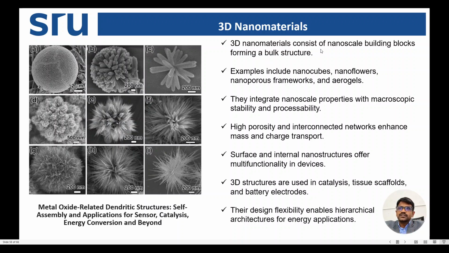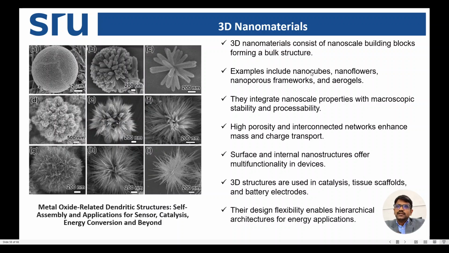3D nanomaterials consist of nanoscale building blocks forming a bulk structure. What does it mean? If you take 0D, 1D, 2D, but 3D is a very significant difference. It looks like a bulk shape, but it must be within 100 nanometers. So all the dimensions should be within this 100 nanometer range. That's why 3D nanomaterials consist of nanoscale building blocks forming a bulk structure.